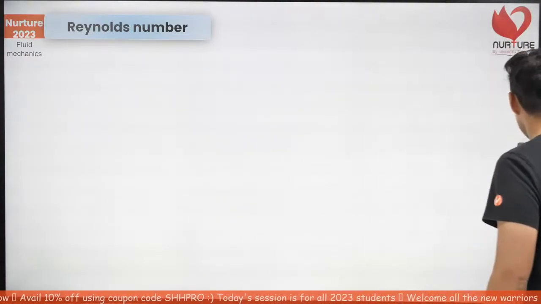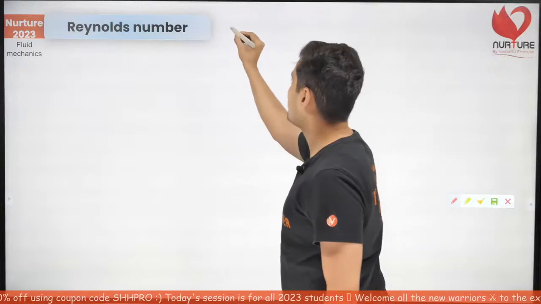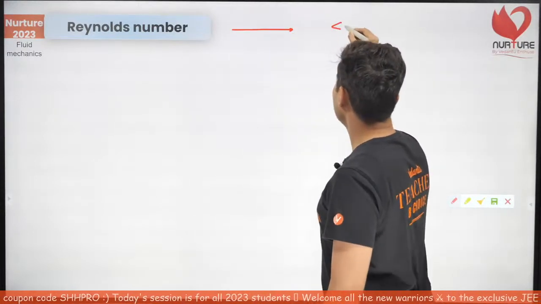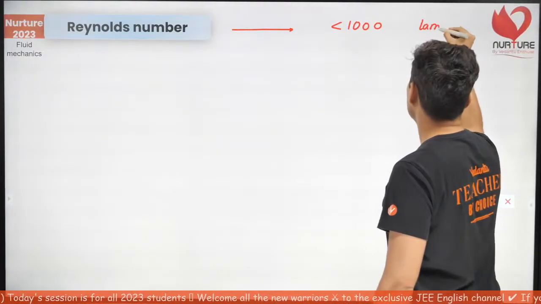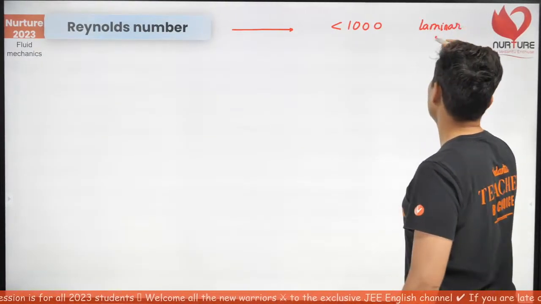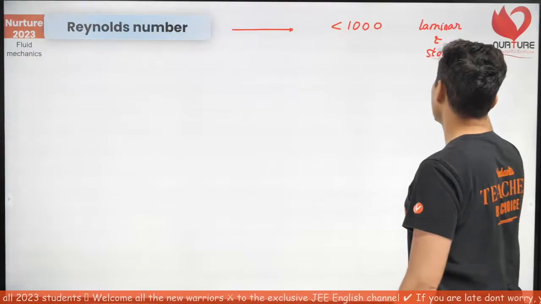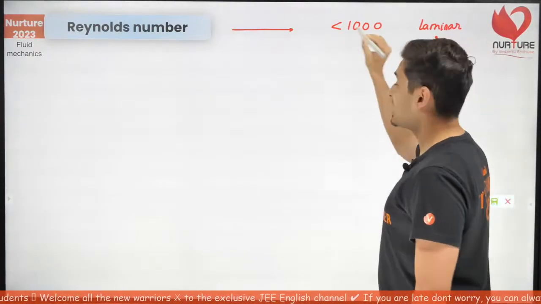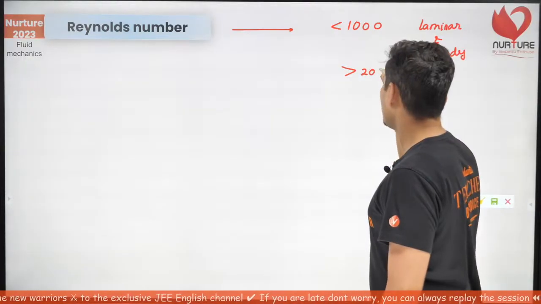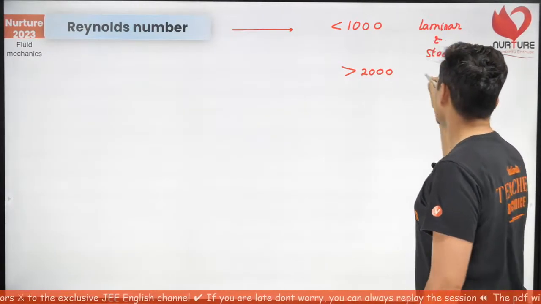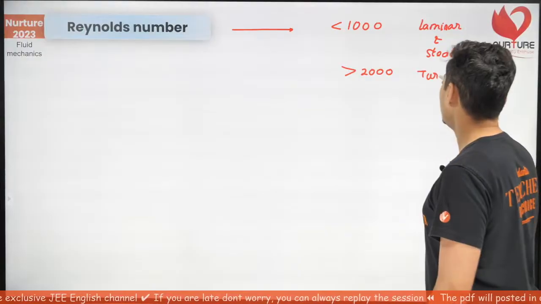So here is the thing. He saw that this magical number, if it is less than 1000, then it is laminar and steady flow. Okay, it is steady, it is predictable. But if that magical number is more than 2000, then the flow becomes turbulent.